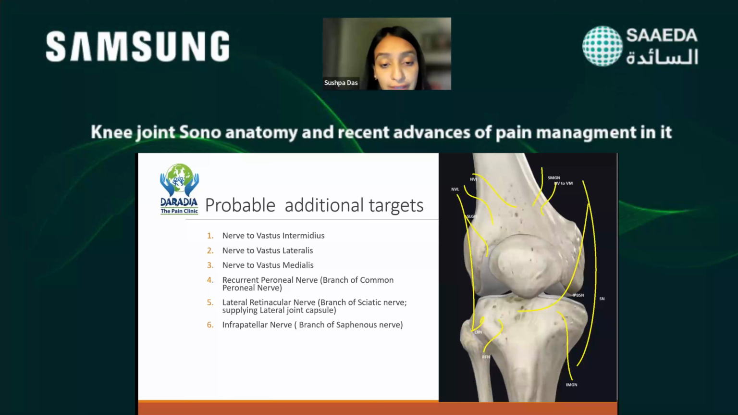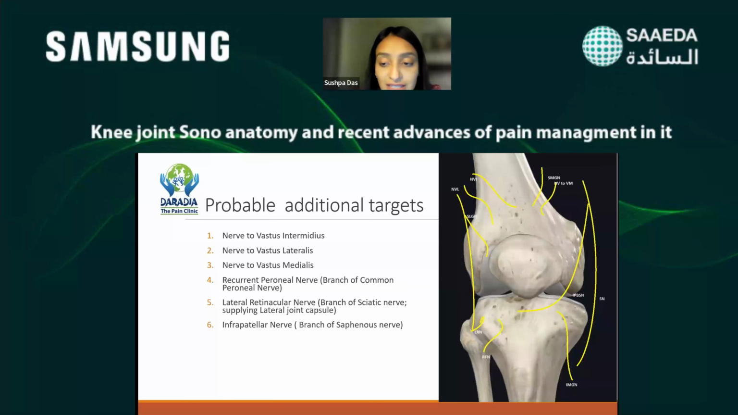And also, if we are using a cooled radio frequency, or these days cryoablation is also present, if we are doing a cooled radio frequency or cryoablation, we can look for these nerves, and if there is pain, we can target these nerves if we are able to locate them with the ultrasound.